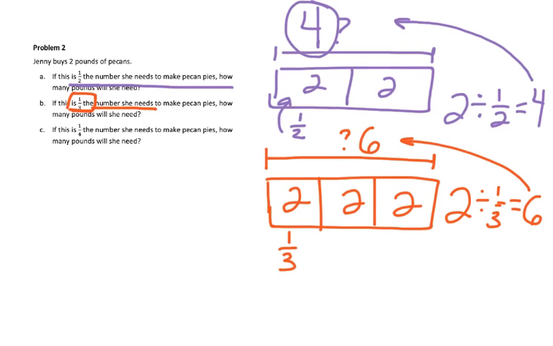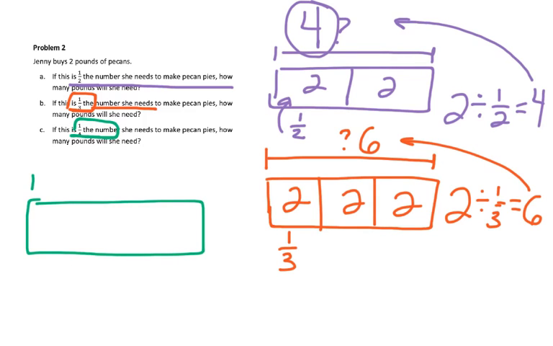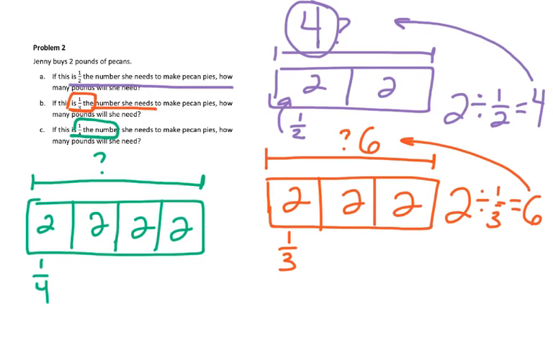And lastly, we're going to look at Jenny having 2 pounds of pecans, and now her 2 pounds is 1/4 of what she needs. Okay, so she has 2 pounds, which ends up being 1/4 of what she needs. She has 1/4. How much does she need in all? How many pounds will she need in all? Well, she will need 8, and this ends up being 2 divided by 1/4 equals 8.